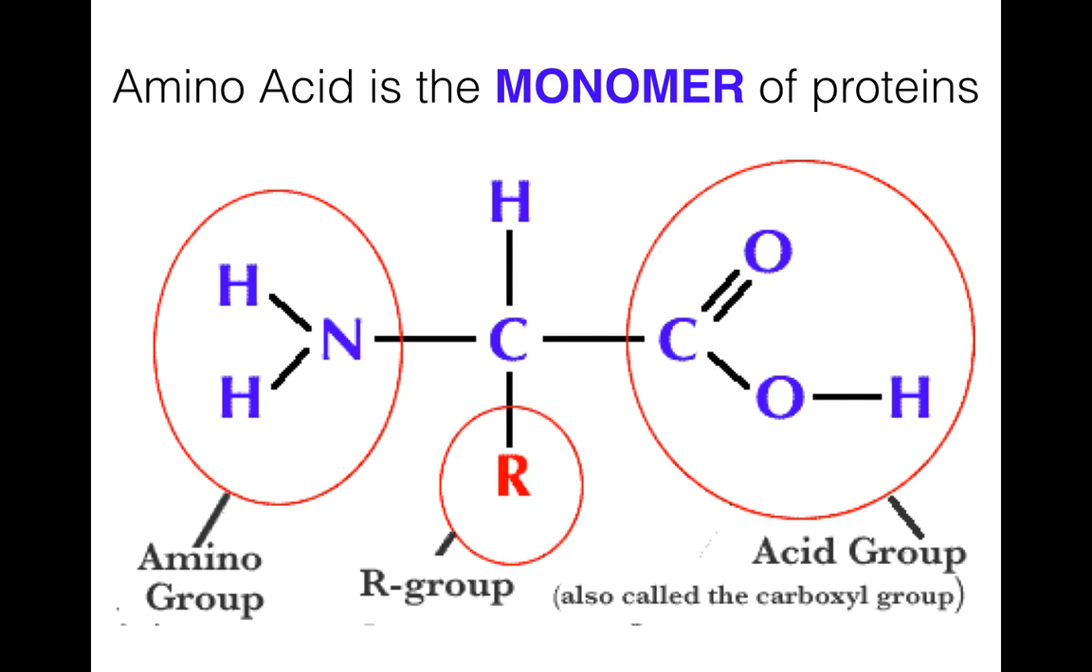An amino acid is the monomer of proteins. You can see that it has a center carbon atom and then there's a hydrogen attached. On the left side is the amino group, which is nitrogen and 2 hydrogens, and on the right side is the carboxyl group, which is the carbon double bonded to an oxygen and bonded to a hydroxyl, an oxygen and hydrogen. Every amino acid has the same exact structure except for the R group. That will be different for each amino acid.